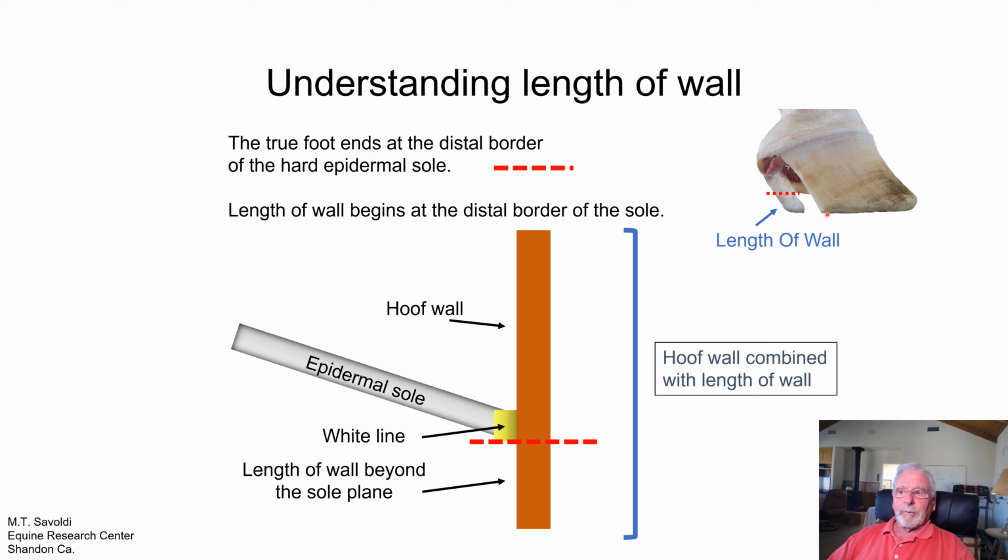If we look at the picture up here in the corner, we can now identify two parts to the heel. We have the true heel, which would be from the distal border of the sole to, if you want to take it to the hairline, you can, or you can take it to the top of the wall. But that's the true heel of a foot. This is length of wall. Whenever horses have wall length in the heel, it's a very negative thing for the foot, for the internal structures of the foot.